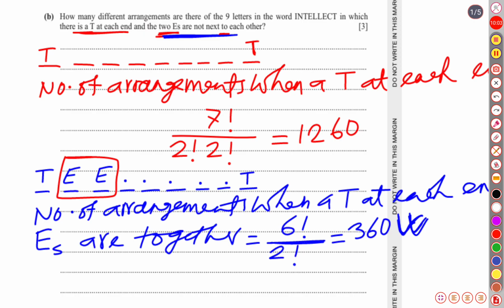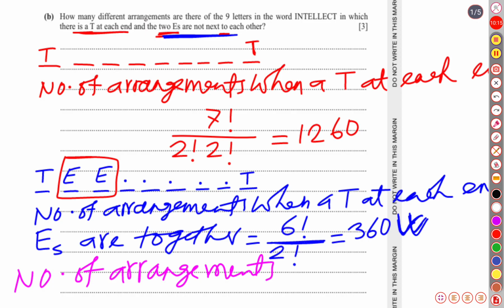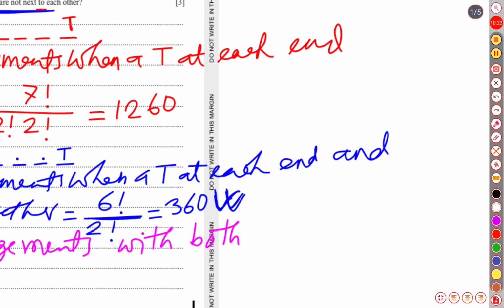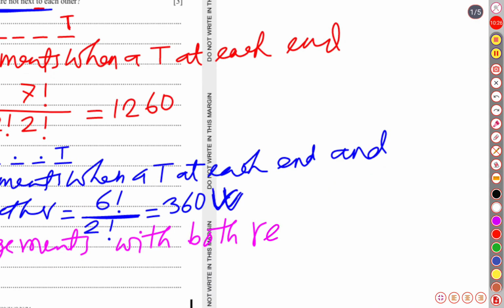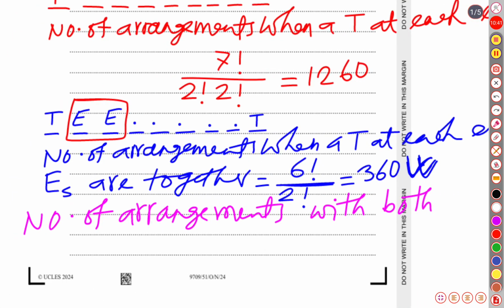So let us write number of arrangements with both restrictions.